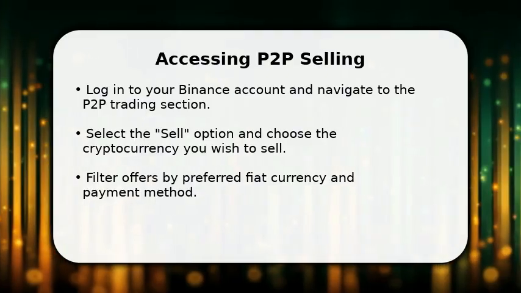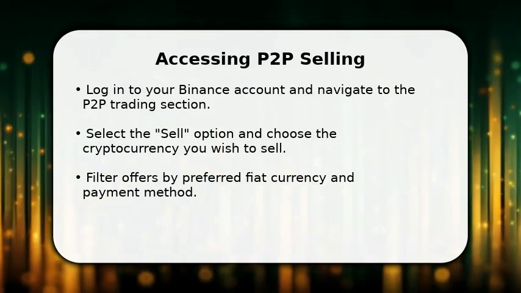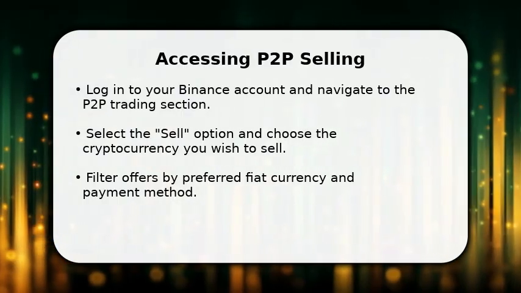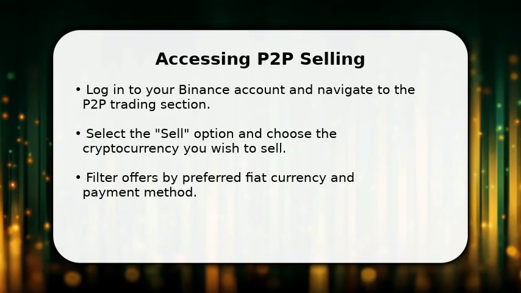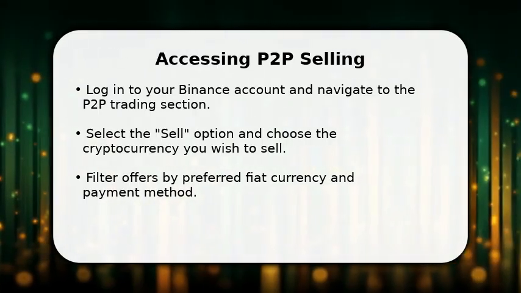In this video, I will explain how to sell cryptocurrency on Binance P2P. First, log into your Binance account and locate the P2P trading section. Once there, select the Sell tab. You'll then choose the specific cryptocurrency you want to sell, like USD or BTC.